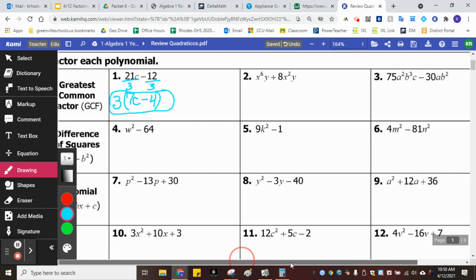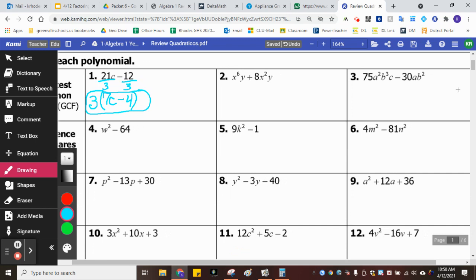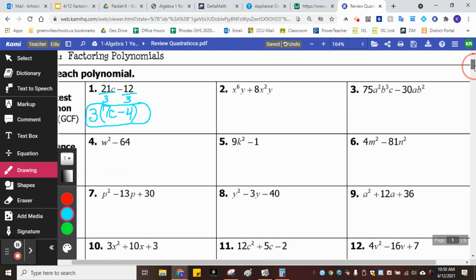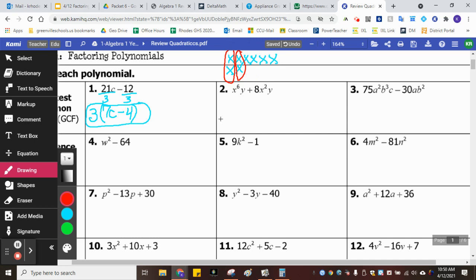Remember, when you do greatest common factor with variables, it's always the smallest number of a variable that they have in common. So, for instance, this one has 6 x's, this has 2 x's. 1, 2, 3, 4, 5, 6. 1, 2. The greatest number they have in common is 2, so they have 2 x's in common. I'm going to factor out 2 x's.